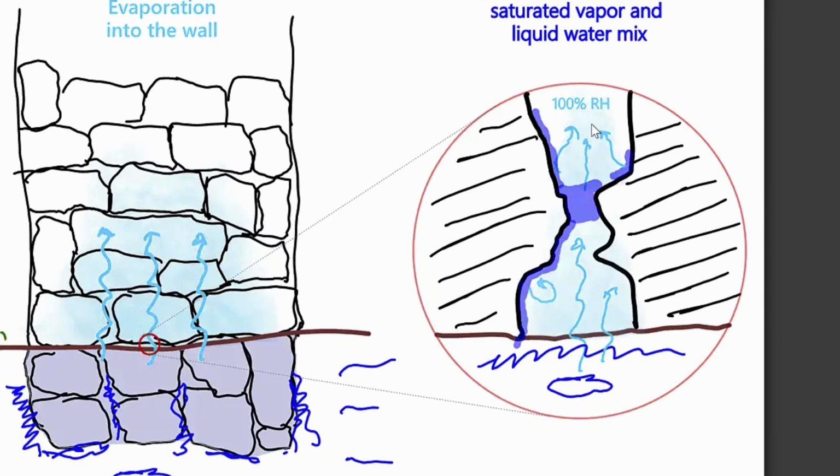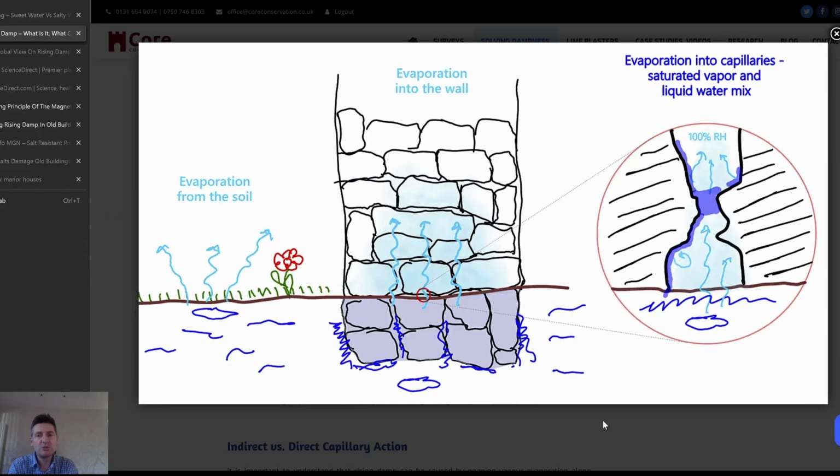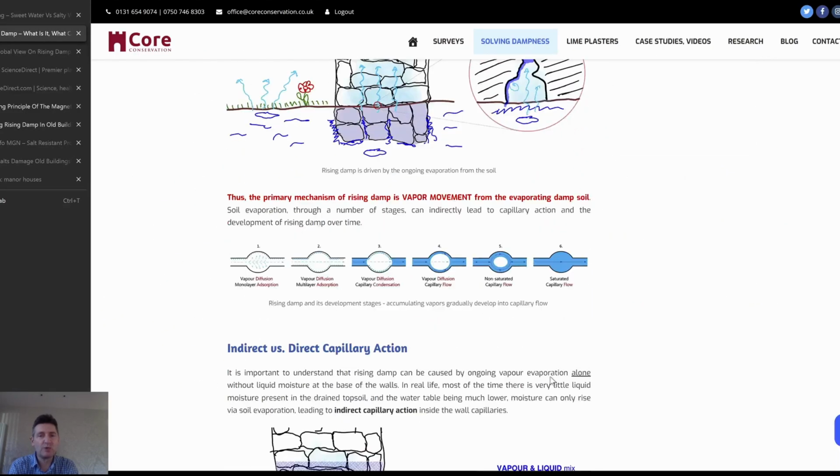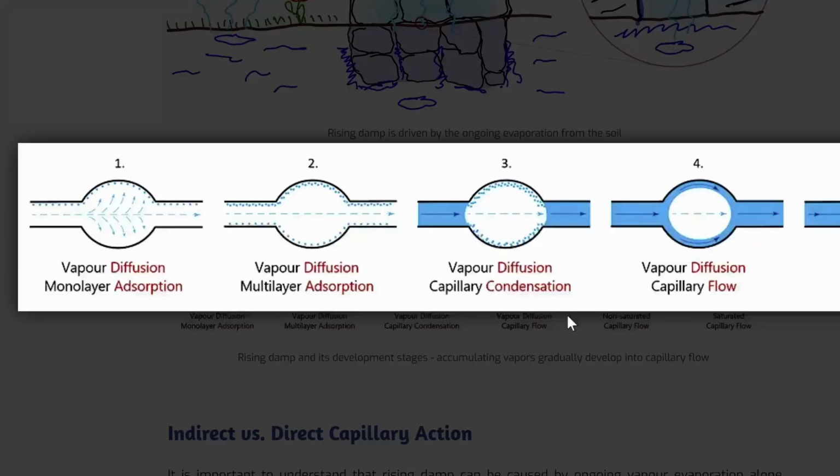As a result, the water will liquefy and start condensing, which is going to lead us to a long-term phenomenon. If we analyze the capillaries, we have the dry capillaries here, with vapors moving into the capillaries.